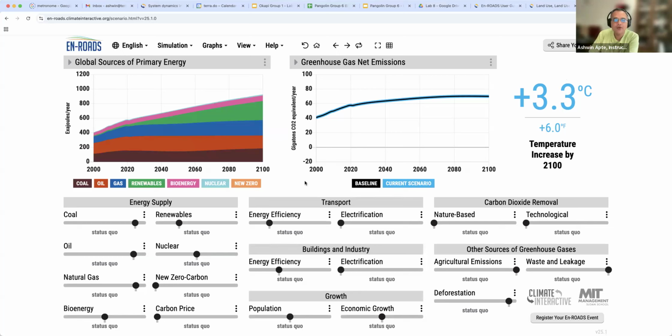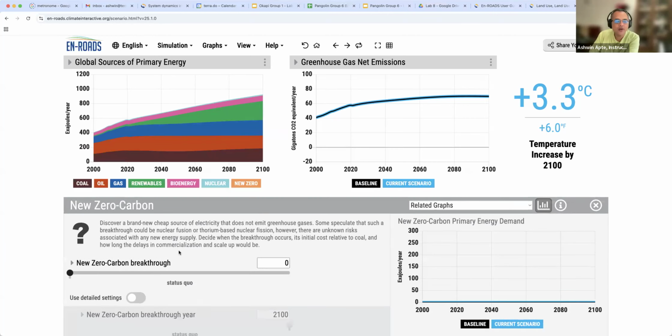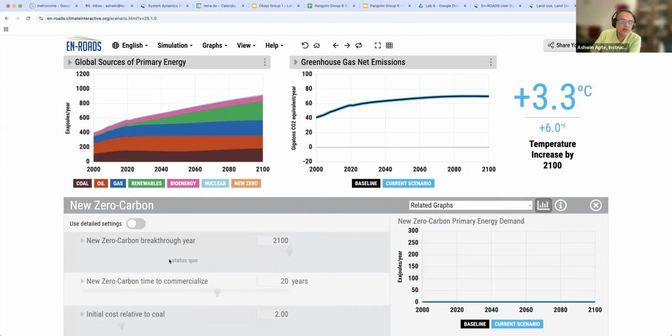Sam, what did you have? Sorry if I missed it. Did you explain what new zero carbon is? Yep. So I'll talk about that for a moment again. New zero carbon is talking about an energy source which, as of today, is in a lab somewhere. Somebody is working on it in a research lab somewhere. And we expect or hope that this might come online at some point in the future. And you can actually go in here and play around with how long it takes to scale this up, what the cost of energy coming from this source is, and so on and so forth.